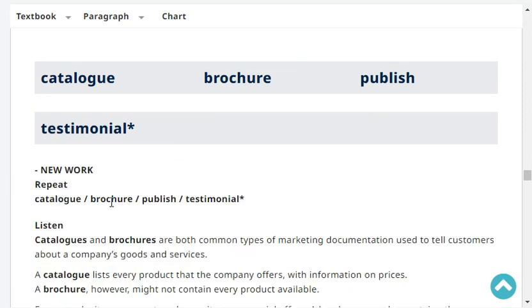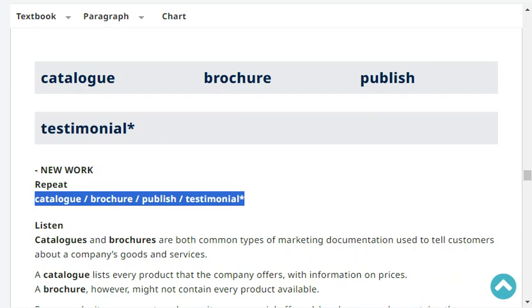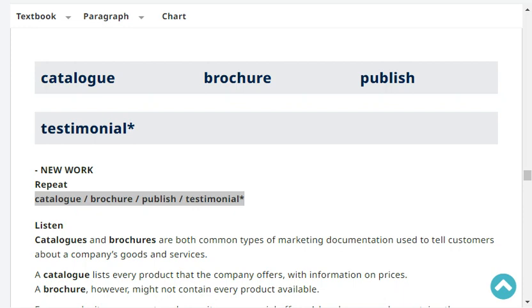Catalog, brochure, publish, testimonial. Very good.